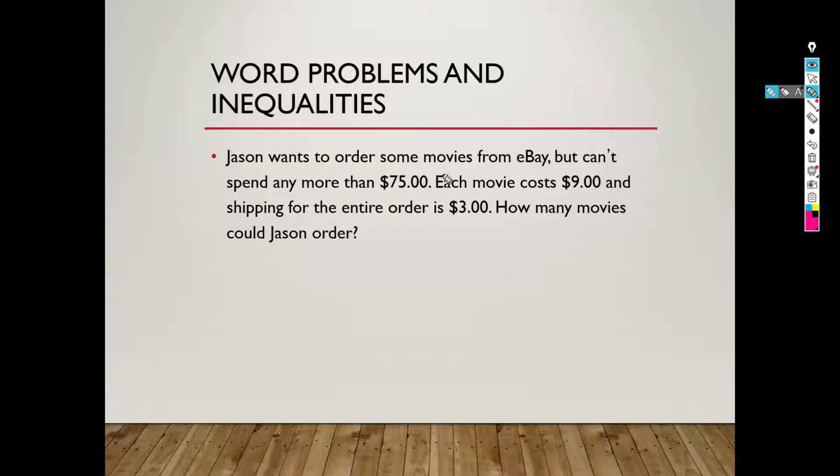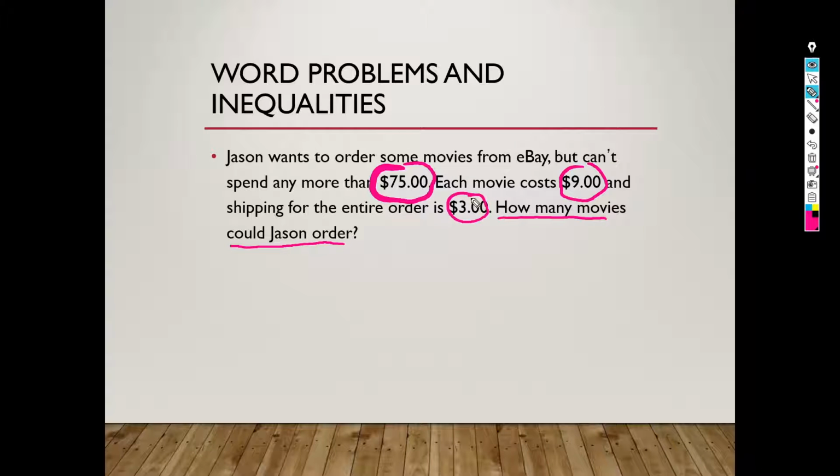So this problem says Jason wants to order some movies from eBay, but can't spend any more than $75. Each movie costs $9, and shipping for the entire order is $3. How many movies could Jason order? So again, with C, we want to circle our numbers. Then we want to underline the question, which is how many movies could Jason order?